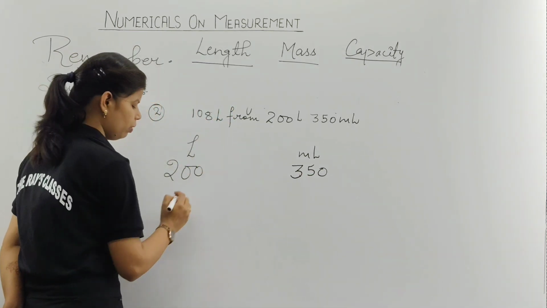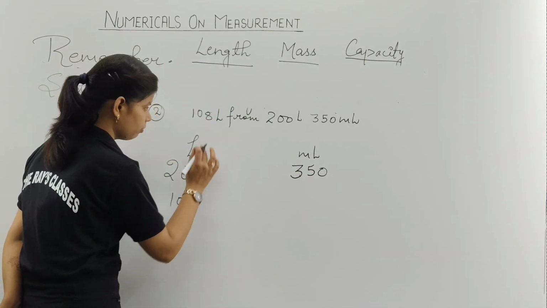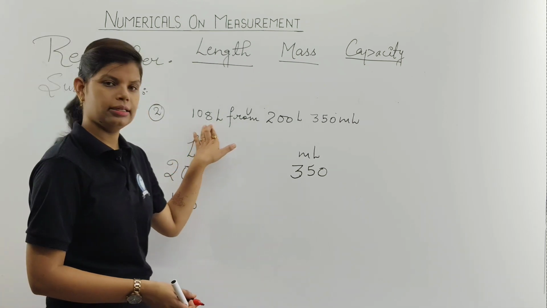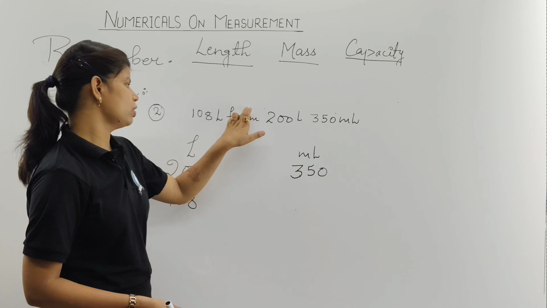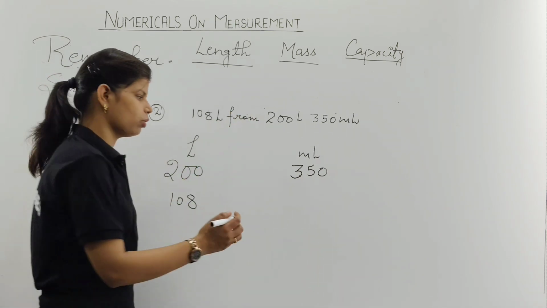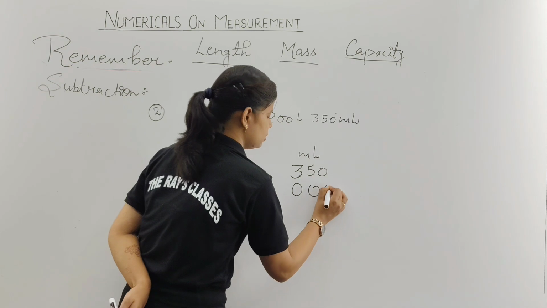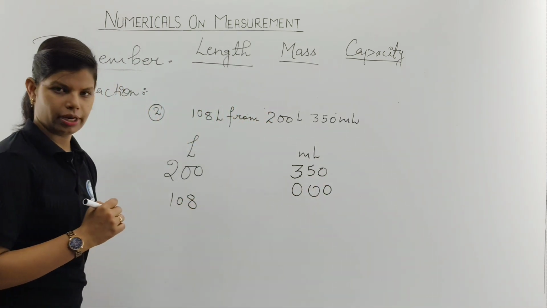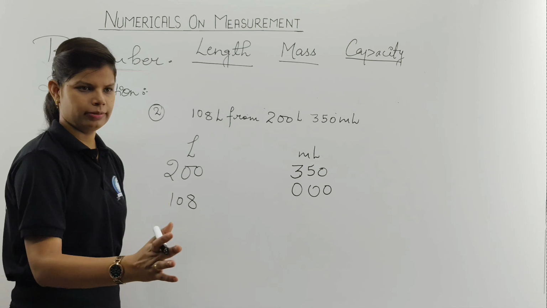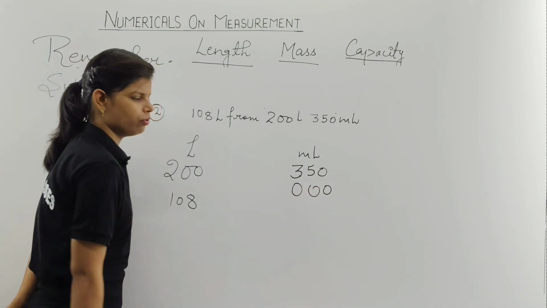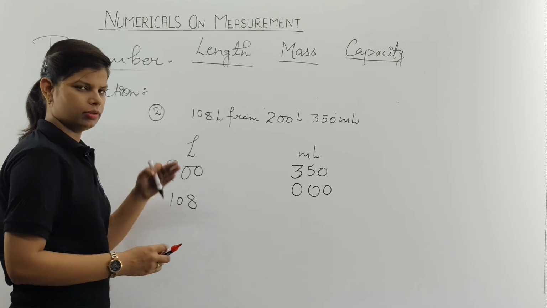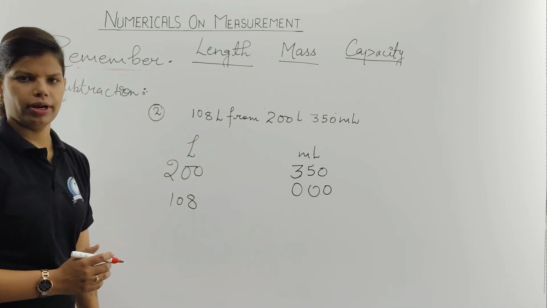And let's write about this one, 108. With liter, 108 is given. But what about the milliliter of this quantity? Nothing is given. If nothing is given, you are going to write 0, 0 and 0. If nothing is given in front, please don't leave this space blank. Write the value 0, 0, 0. From there, whoever is evaluating your copy can understand that the child has understood and has written it accordingly.